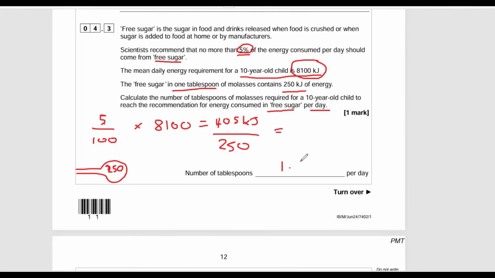It's up to you how you do this. I'm going to put 1.62 on my calculator. So there we go. Wunderbar. And let's give ourselves a mark and move on.